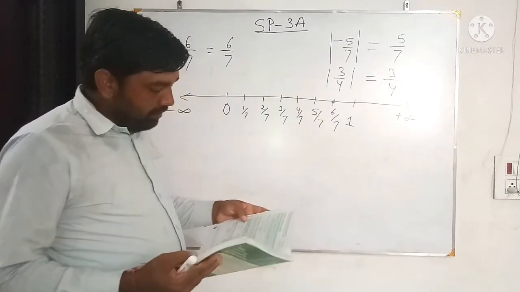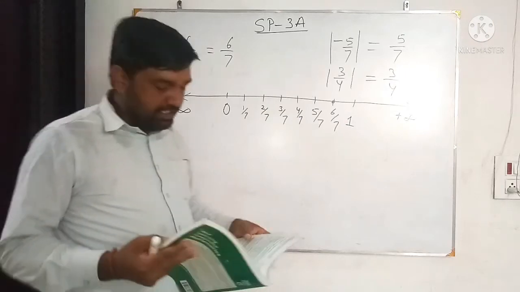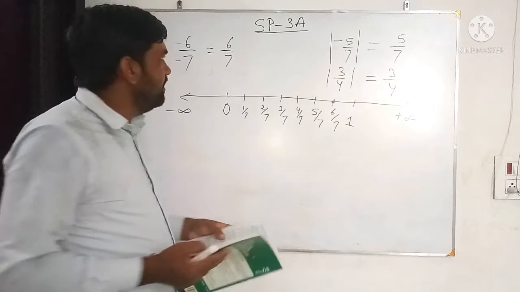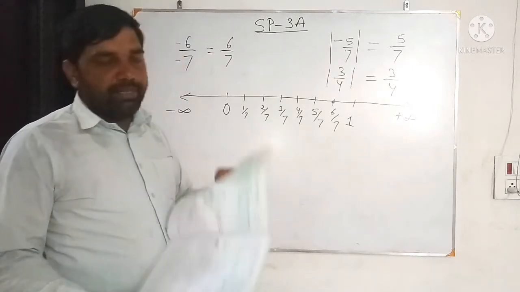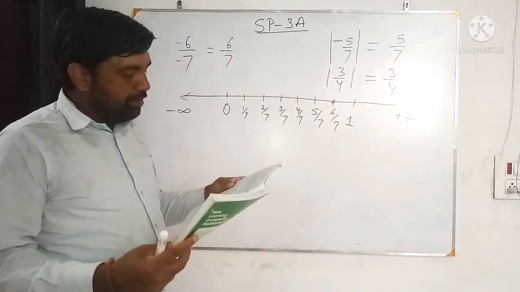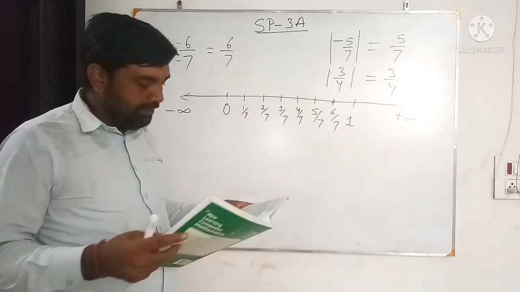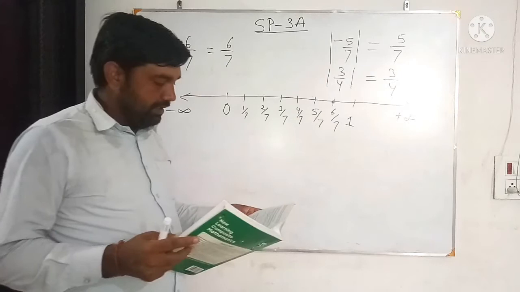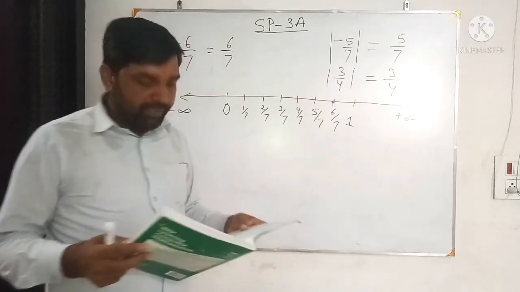Next is the standard form of a rational number. A rational number is expressed in the standard form when it is in the simplest form. What is the standard rational number? When the rational number is in the simplest form, meaning the numerator and denominator have no common factor except 1, and the denominator is positive. In the standard rational number, we keep the denominator positive.